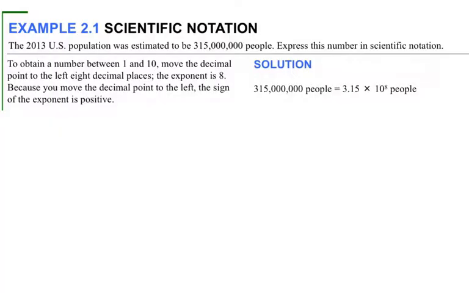Let's take a look here. So here's another example. The 2013 U.S. population was estimated to be 315 million people. Express this in scientific notation.